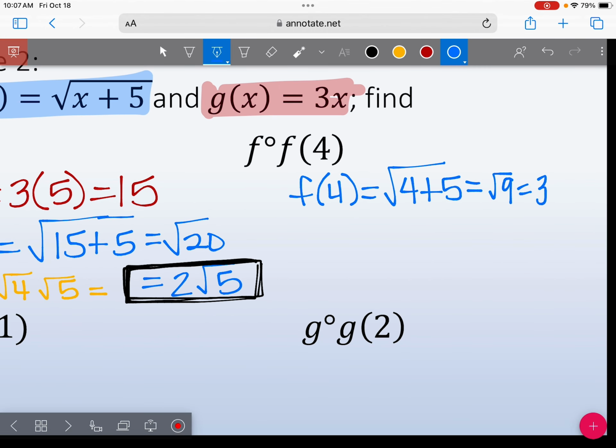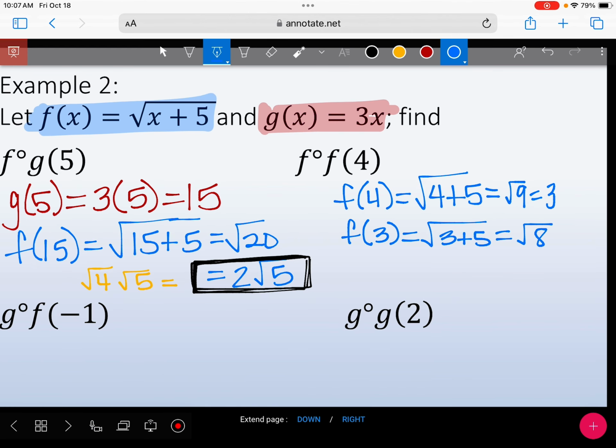Now I'm going to take that 3 and substitute it into the f function again. So that would be 3 plus 5, which is 8. And again, you never leave a radical unsimplified. 4 is also a factor of 8. We're going to break that apart to 4 times 2. And that's going to give me 2 times the square root of 2. And that would be my final answer.